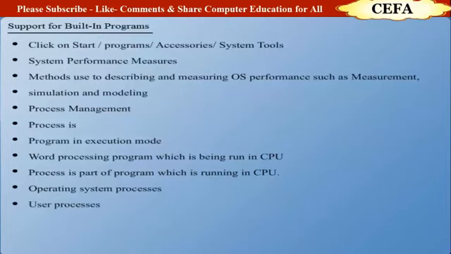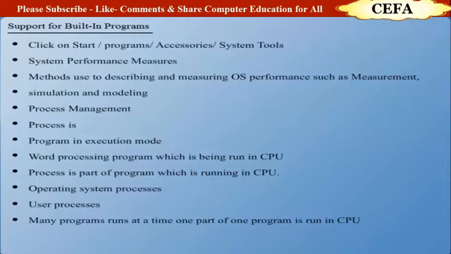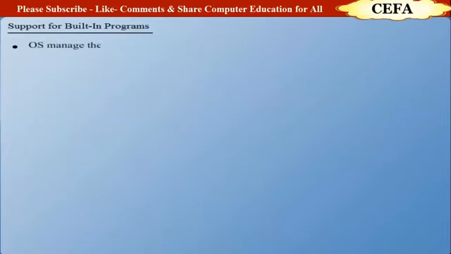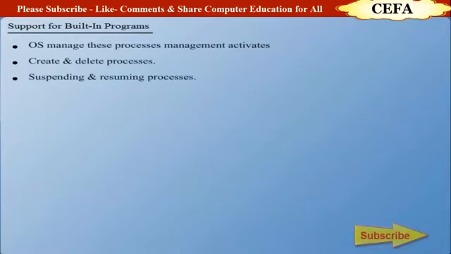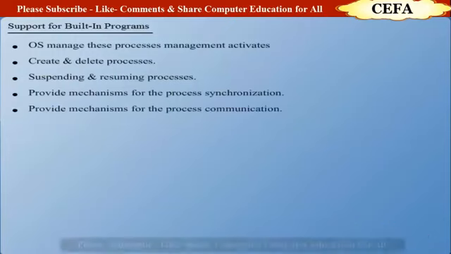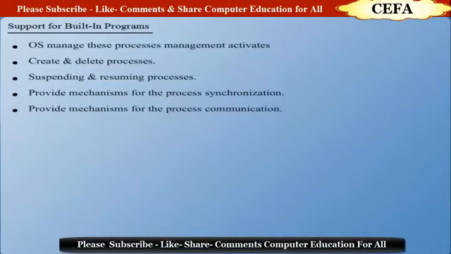In multitasking environment, many programs run at a time, but only one part of one program runs in CPU. Operating system is responsible for process management. Operating system is responsible for process management activities such as creating and deleting processes, suspending and resuming processes, providing mechanisms for the process synchronization, providing mechanisms for the process communication, providing mechanisms for the deadlock handling.